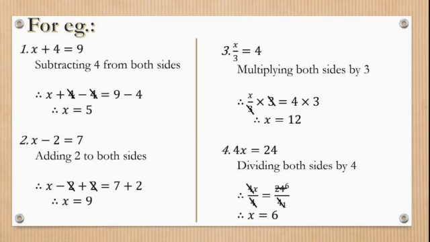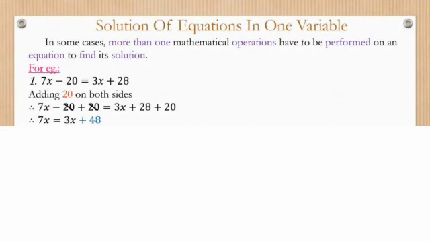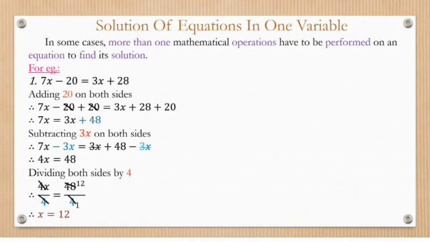So 4x upon 4 is equal to 24 upon 4. 4 gets cancelled. So x is equal to 6. Am I clear, children? Solution of equations in one variable. In some cases, more than one mathematical operation has to be performed on an equation to find its solution.